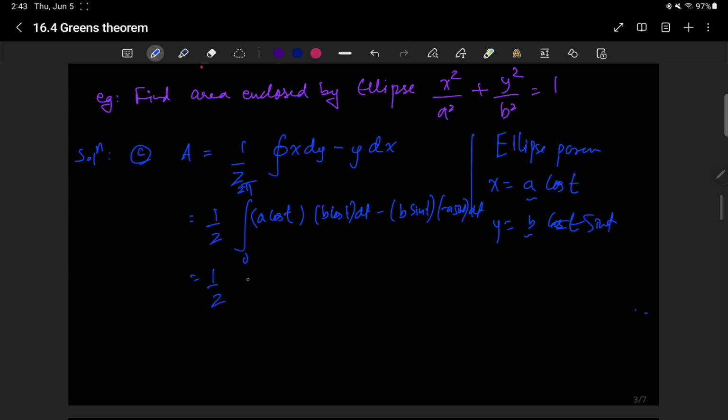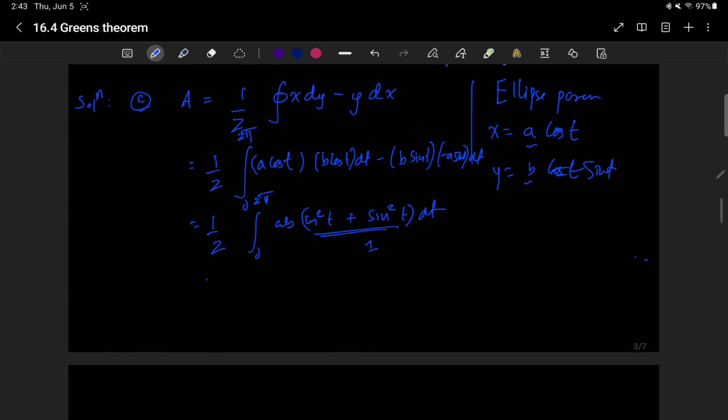And as you might be expecting, what's going to happen is the good old cosine squared plus sine squared, which is 1. So giving us ab over 2, and then a 2 pi from the integral, giving you pi times a times b, which is the area of an ellipse. And once again, if a equals b equals r, then we have a circle, and the area is pi r squared.